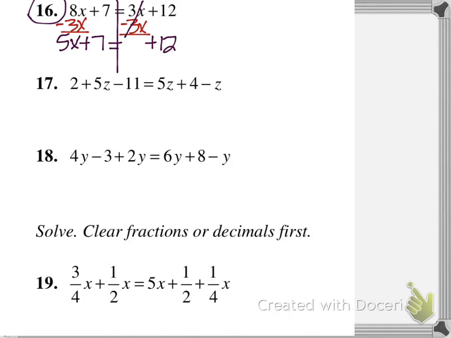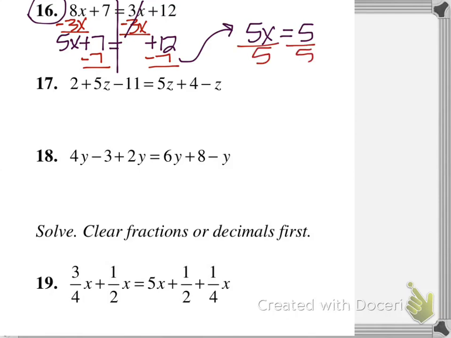Now I can move my number, so my 7, so now I can isolate that x term. That's going to leave me with a 5x on the left and a 5 on the right, and then I just have to divide both sides by 5, and that's going to leave me with x equals 1. So that one, we just had variables on both sides, so I just had to systematically move through the problem.